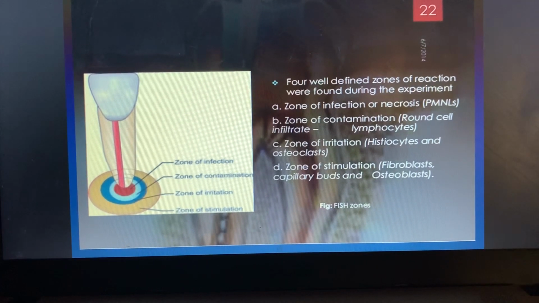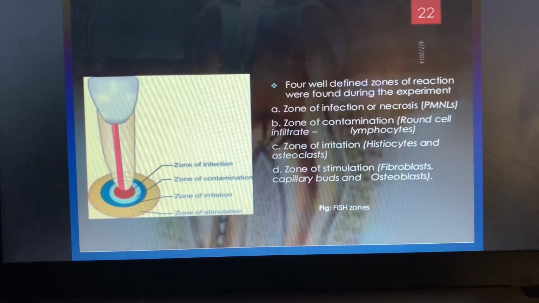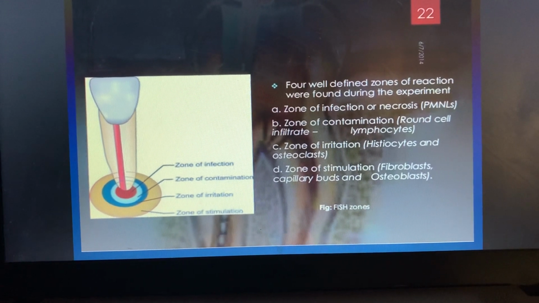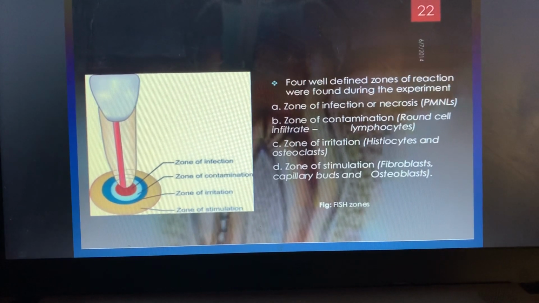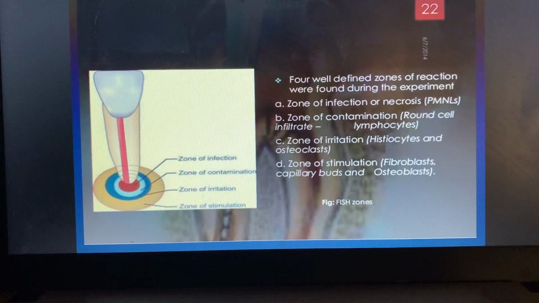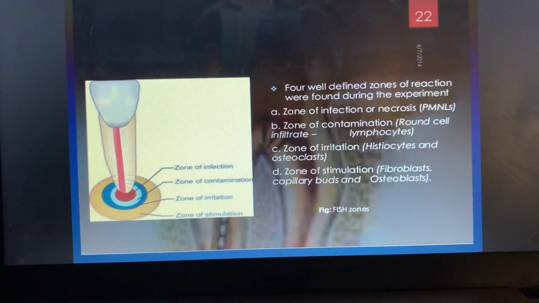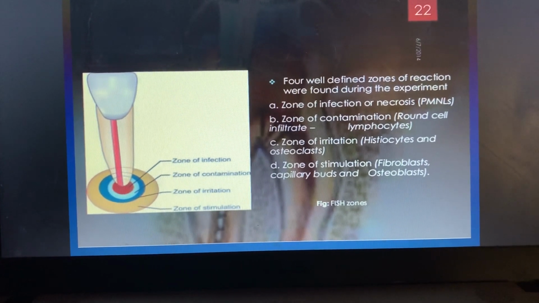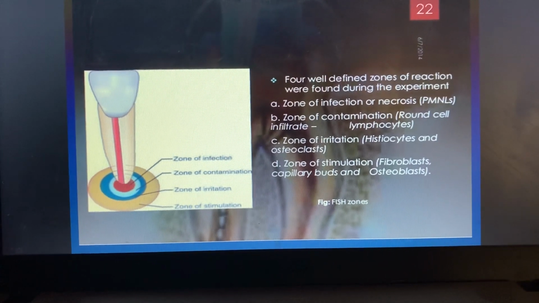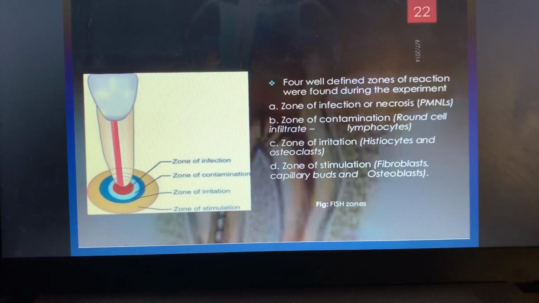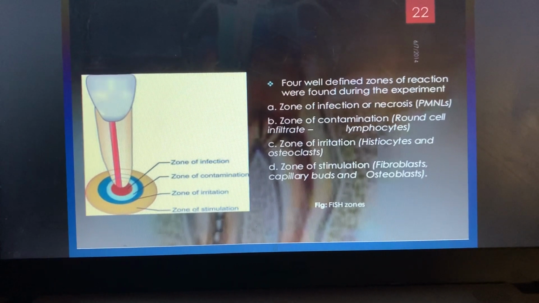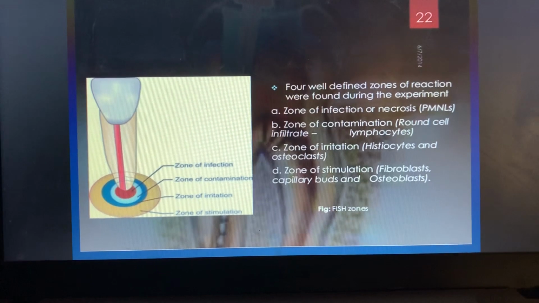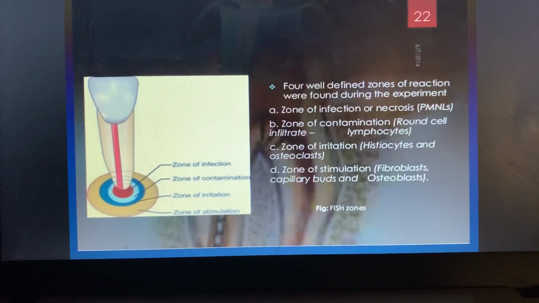Coming to the second one, the zone of contamination, where the principal cells are round cells and lymphocytes, with macrophages seen in smaller numbers. There will be a dilution of toxic elements. The cellular distortion around the central zone is appreciated in this second zone, and there will be an autolysis of bone cells forming empty lacunae. This histopathological appearance represents the stage of repair. Here in this zone there will be a start of repair.